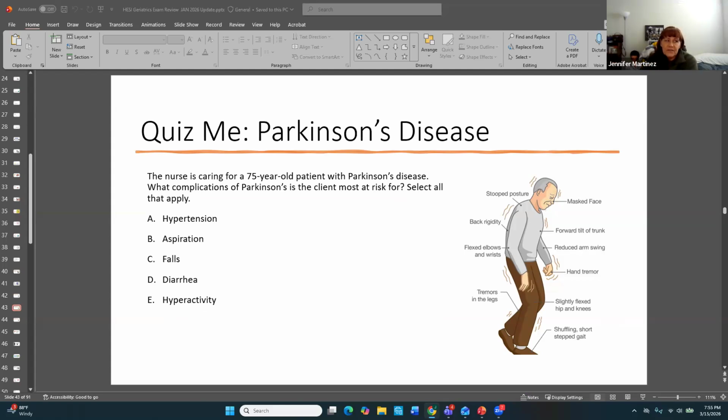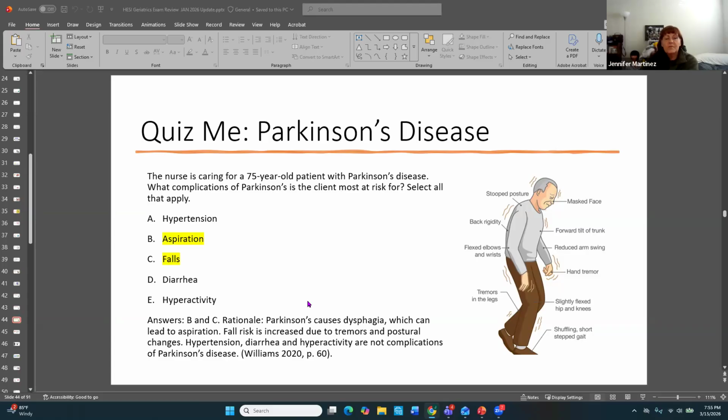So the nurse is caring for a 75-year-old patient with Parkinson's disease. What complication of Parkinson's is the client most at risk for? Hypertension, aspiration, falls, diarrhea, or hyperactivity. Which of those is the Parkinson's patient at the most risk for? Falls. Aspiration. Just the falls and the aspiration. It's going to be more constipation than it is diarrhea.